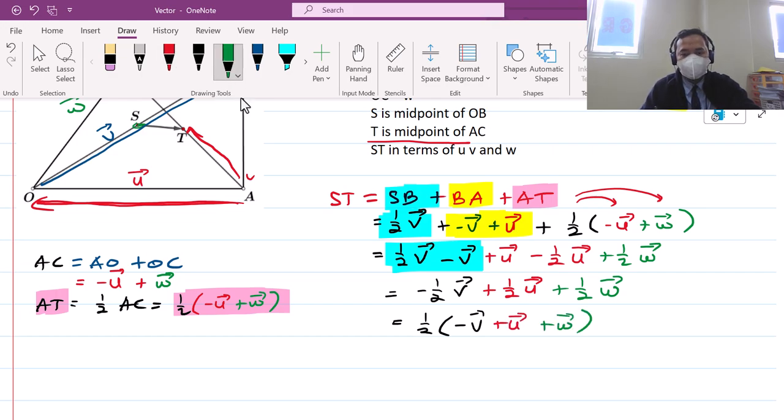Or if you want to change them around, for example, you want the u to come first, you can write it down. It's up to you, actually. This is actually the same thing. Half times, for example, u first, and then the v comes next, and then the w goes last. And there you go.